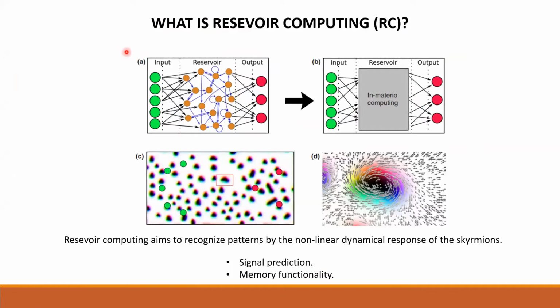Today I am going to talk about reservoir computing with random Skyrmion textures. I would like to start with the definition of reservoir computing. Basically, what is reservoir computing?